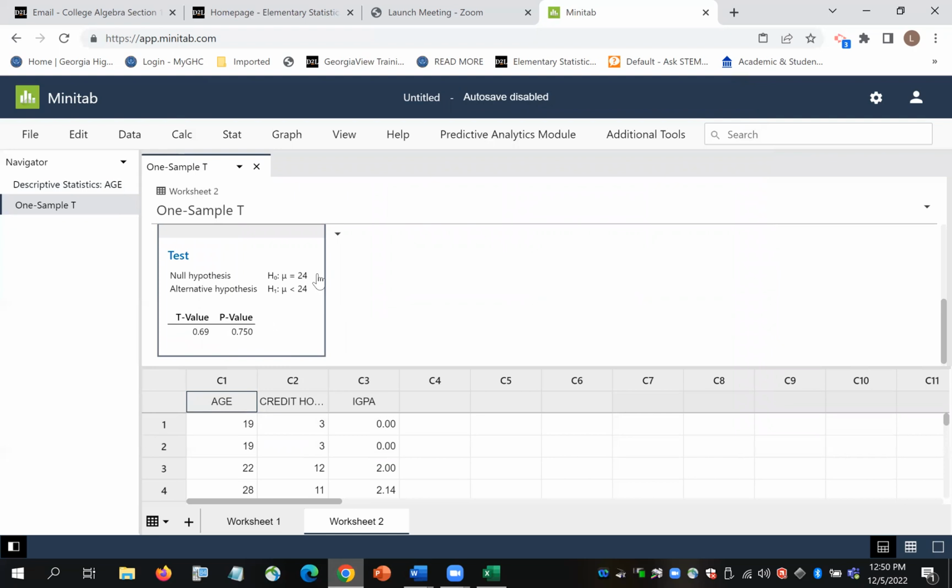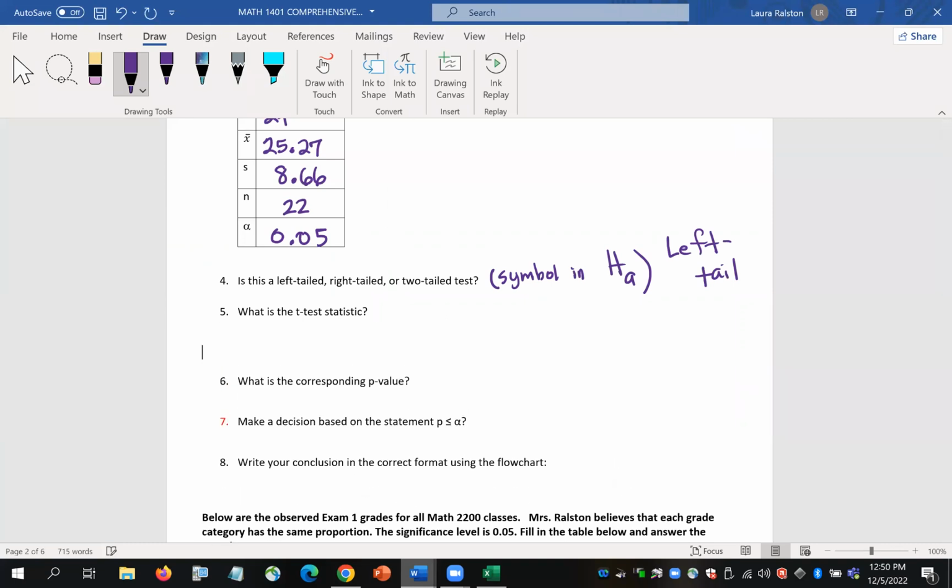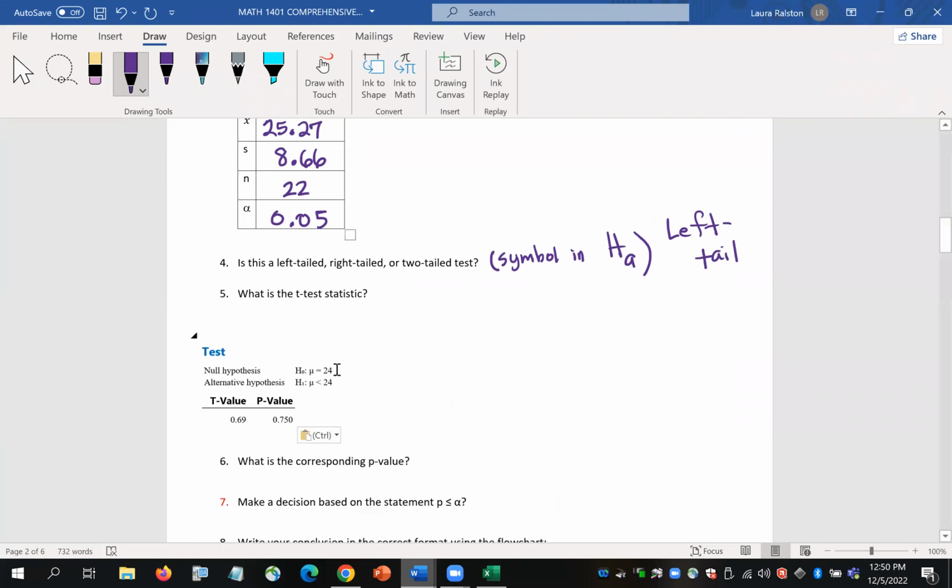Okay, so these results, which come from Minitab, are going to help me answer questions 5 and 6. My test statistic, it even says T, is 0.69. That comes directly from Minitab. And the p-value is 0.750, which also comes directly from Minitab.